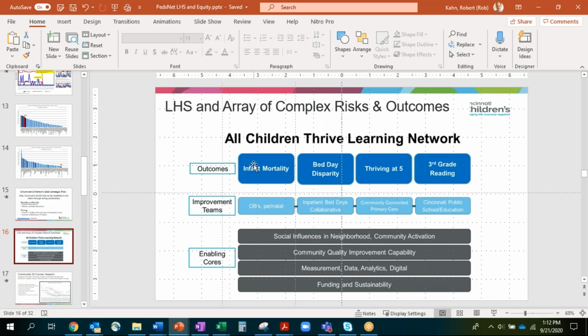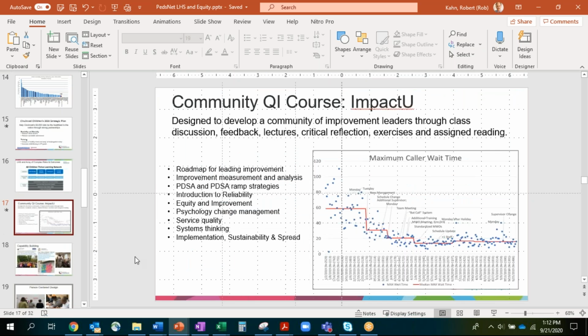So here's how we set it up more formally. Four outcomes, four improvement teams, and then a series of enabling cores. And I'll share these slides, so don't worry about writing it down. But in the next slide or two, I just want to emphasize taking our quality improvement work into the community, and then designing with families for community engagement and activation. Some of you may know we run a 6-month improvement course called I²S². We slowly cleansed it and turned it into a community quality improvement course for leaders.